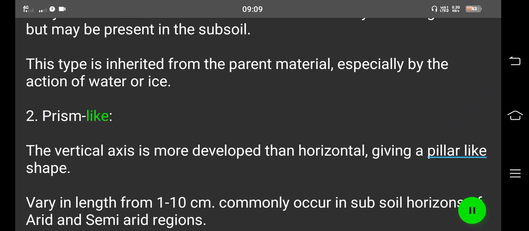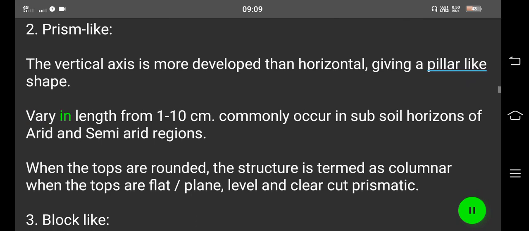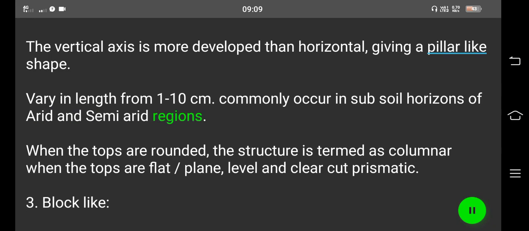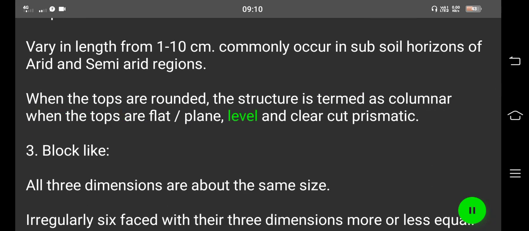2. Prism-like. The vertical axis is more developed than the horizontal, giving a pillar-like shape. They vary in length from 1 to 10 cm. They commonly occur in subsoil horizons of arid and semi-arid regions. When the tops are rounded, the structure is termed columnar. When the tops are flat, plain, level and clear-cut, it is prismatic.